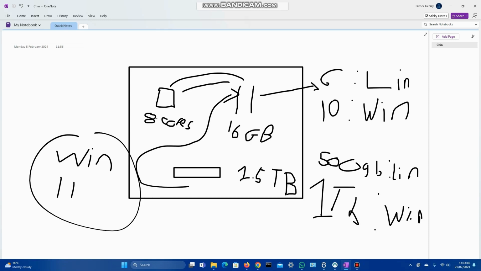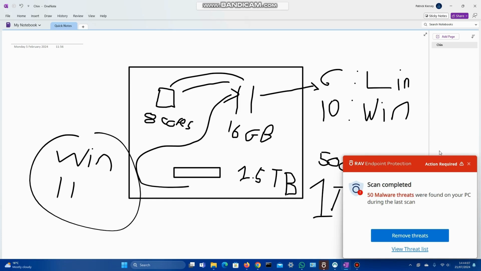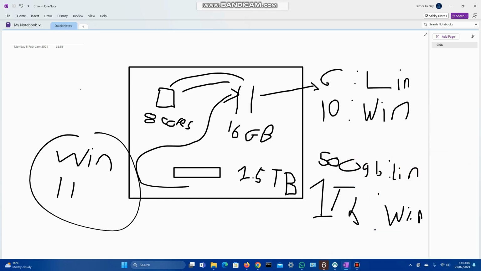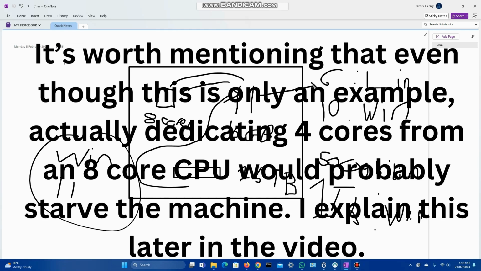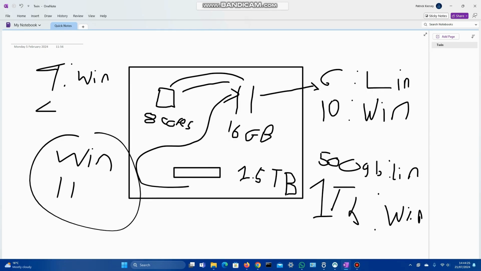And as for cores, it's the exact same thing. So you might divide that up into 4 cores. So basically 4 for Win, and 4 for Linux.